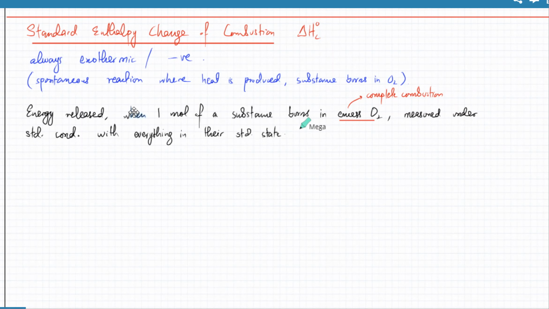The image that should come to mind when you think of combustion is flames coming out, okay. It's a spontaneous reaction where flames are coming out, where heat is produced, and when something burns in oxygen. So remember this, not every reaction that reacts with oxygen is called combustion. Okay? So that glucose reaction in your body, in your cells, that is respiration. That is not a combustion reaction. Rusting of iron is not a combustion reaction. Okay?